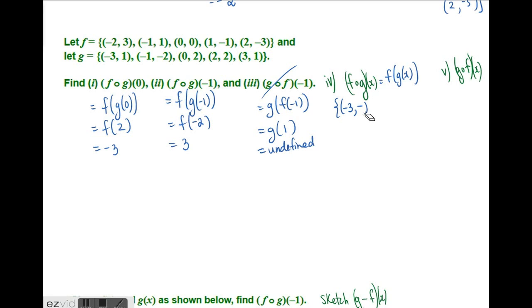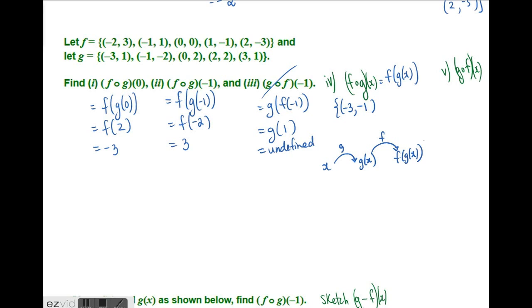Let me see if I can explain it in another way. Think about the input x under the function of g gives you an output g of x. And then we need to apply another function f over top of that to get the final result.